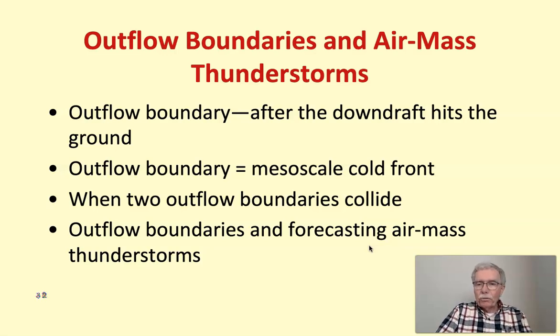And so the cold front then wedges itself underneath warm, humid air ahead of the thunderstorm. So it moves out ahead. Well, when two outflow boundaries collide, things happen. And so let's take a look at some examples of outflow boundaries.